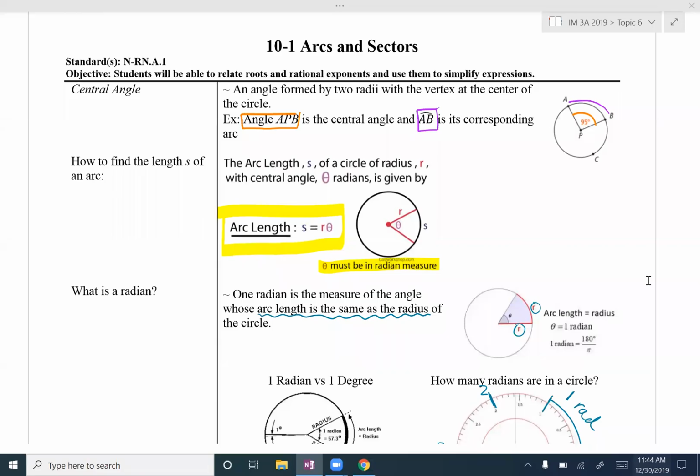In this video, we're going to look at 10-1 arcs and sectors, and this will look specifically at finding the arc length of a sector of a circle. So a central angle is the angle formed by two radii with the vertex at the center of the circle. In the diagram, angle APB is 95 degrees, and that's the central angle, and its arc is the arc AB.